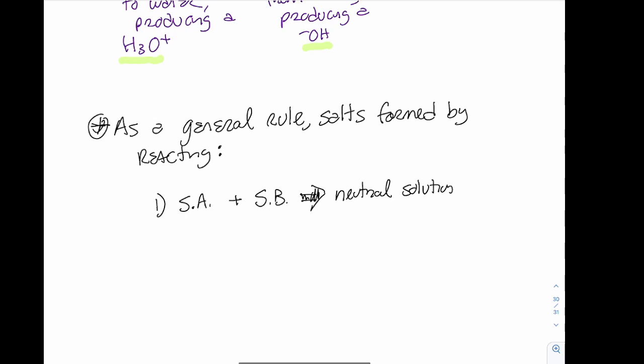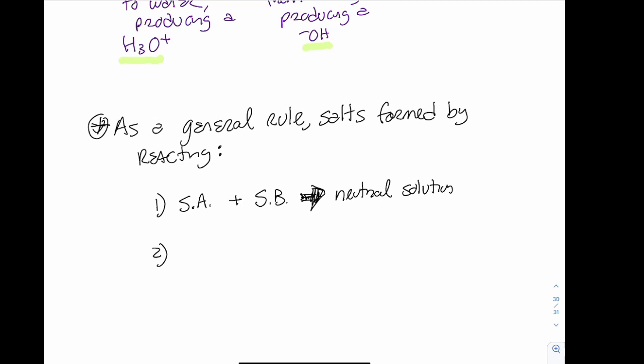Remember we said that strong bases, we really don't think of them as having conjugate acids. And then we said that the conjugate base of a strong acid is not actually basic. It's not going to go backwards. So if we take a strong acid, react with a strong base, we're generally going to get a solution that's neutral.